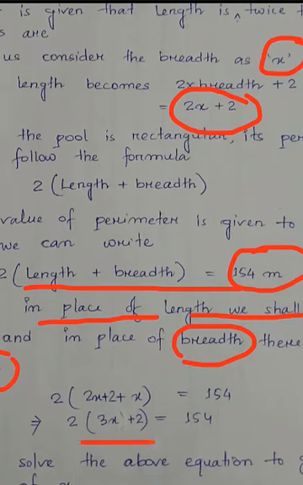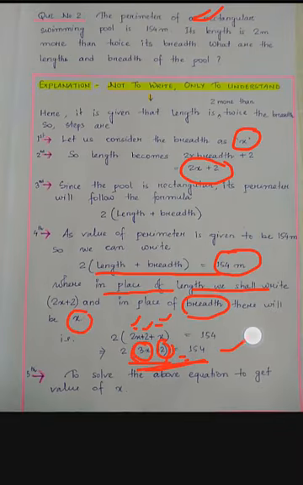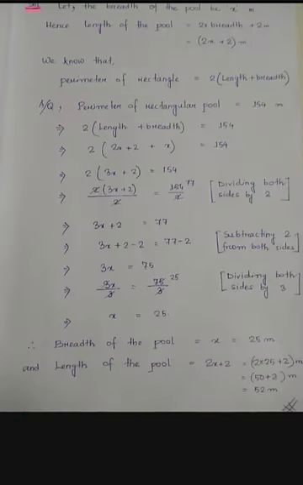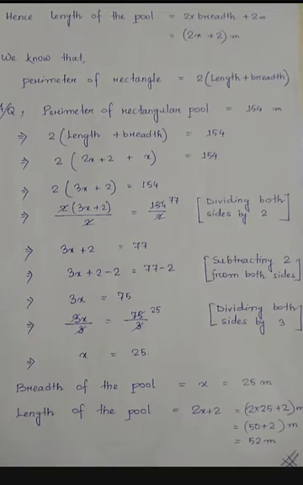Therefore, this step will imply that 2 into (2x plus 2 plus x). In total how many x's? 2x and 1x. When you add them, we shall get 3x, and 2 is left here. So 2 into (3x plus 2) is equal to 154. This is the equation which is to be reduced to simplified form, and then we have to solve it for x. So let us look at the solution part here.